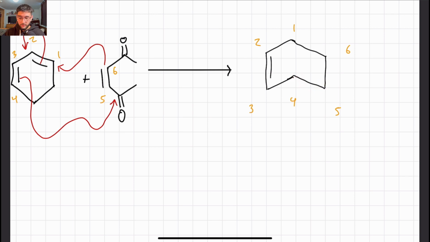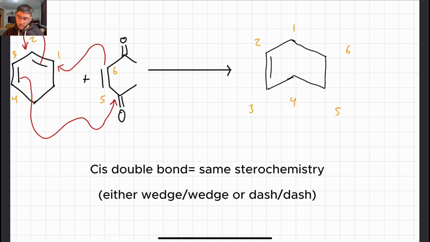So now let's worry about the attachments. We have these two attachments on the dienophile and these two carbons on the ring. So what we can do is focus on the dienophile first, and we see that this is going to be a cis double bond. That means that the attachments on either side of the double bond are going the same way. They're both going to the right. So we know that their stereochemistry are going to be the same. So they're either going to be wedge-wedge or dash-dash.